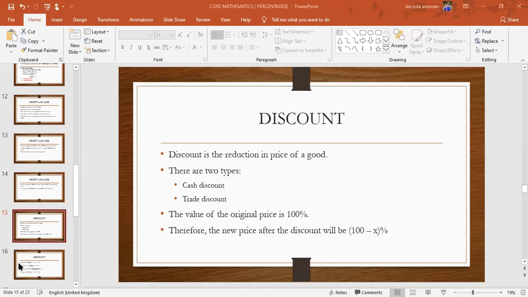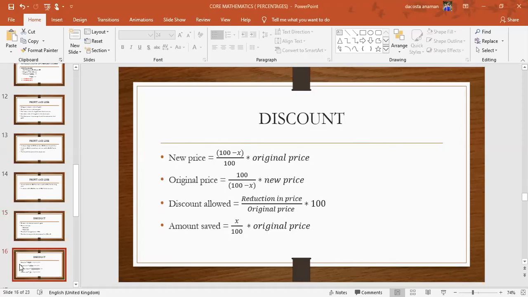Now let's look at some formulas in discounts. Is that okay? So the new price will be equal to 100 minus x. And as you know, 100 minus x, 100 is what? The original rate. Please, the person scribbling on the screen, I hope you stop and clear it for me. Thank you very much. That's 100 minus x over the original rate times the original price.